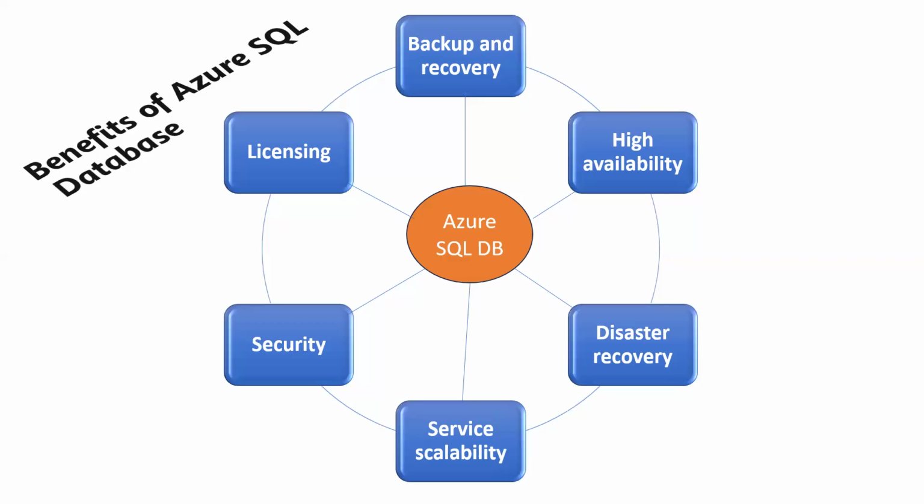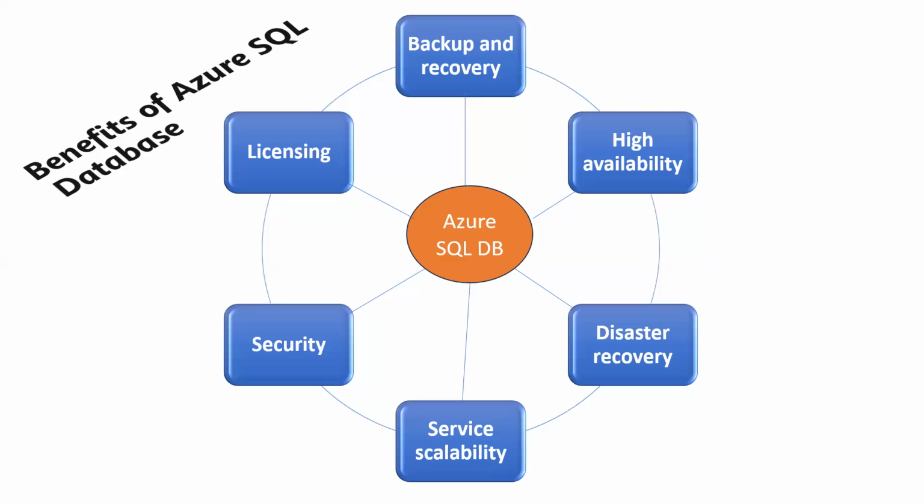And service scalability. This is a very good feature. Whenever you want to scale your service tier or purchasing model, which we can also call licensing models, technically in Azure SQL Database we have different tiers. Based on our requirement, we can scale up and scale down easily without downtime. And security, we have very good security features: TDE, Always Encrypted, and Microsoft Defender for Azure SQL.